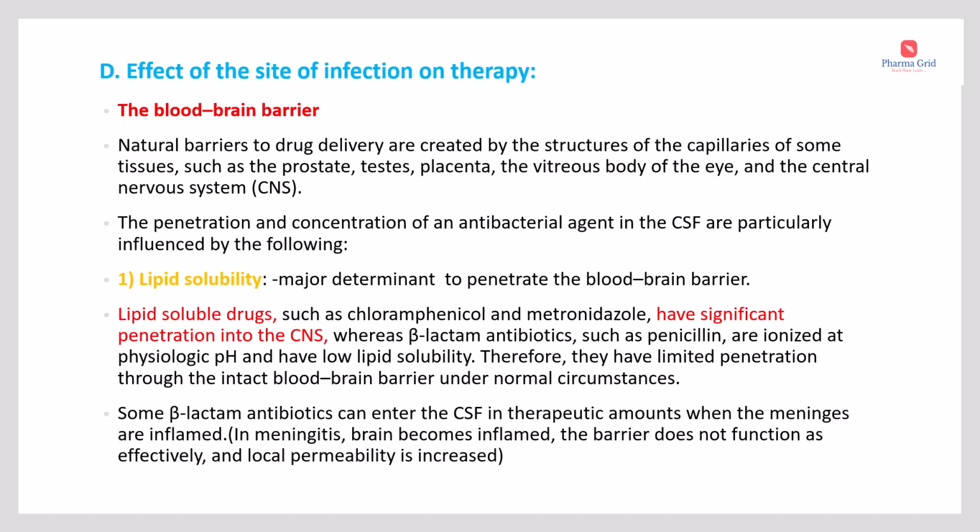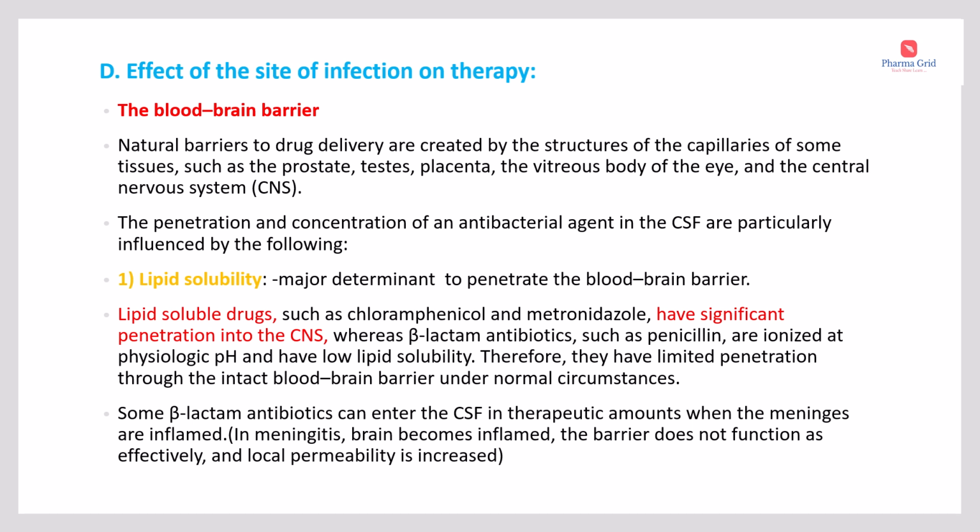Now moving on to the next factor, which is the site of infection. What is the effect of site of infection on the therapy? First let's see about the blood-brain barrier. We know that our body has certain natural barriers. Natural barriers to drug delivery are created by the structures of the capillaries of some tissues such as the prostate, testes, placenta, the vitreous body of the eye and the central nervous system.